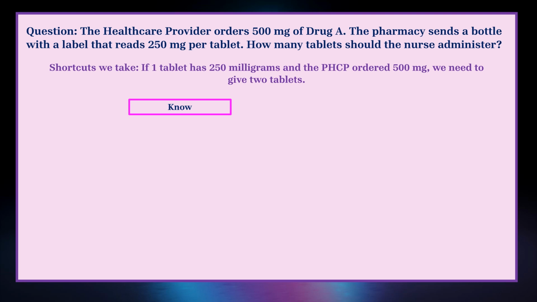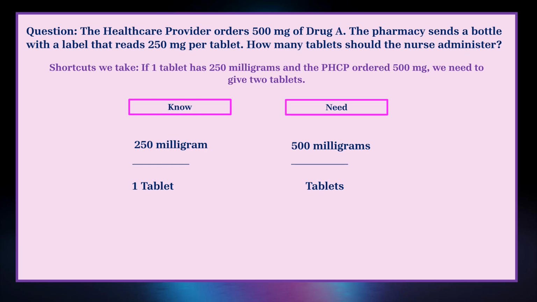But sometimes you're not sure how to do that in your head. So what we're going to do is find our know and our need. What we know is written on the label. We know there are 250 milligrams in every 1 tablet, and we need to give 500 milligrams, but we're not sure how many tablets that is. If this is set up correctly, it should be proportionate. Cross multiply on the angle and divide.